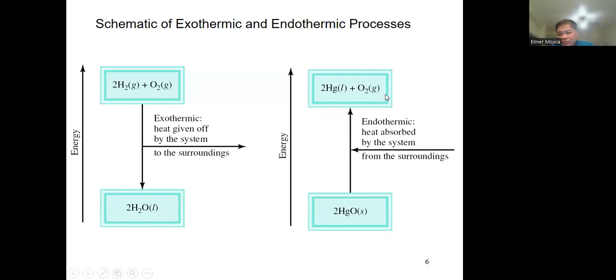So what is the possible question that you're given here? Which of the following is an exothermic process? Which of the following is an endothermic process? Those are the possible questions that will be asked.